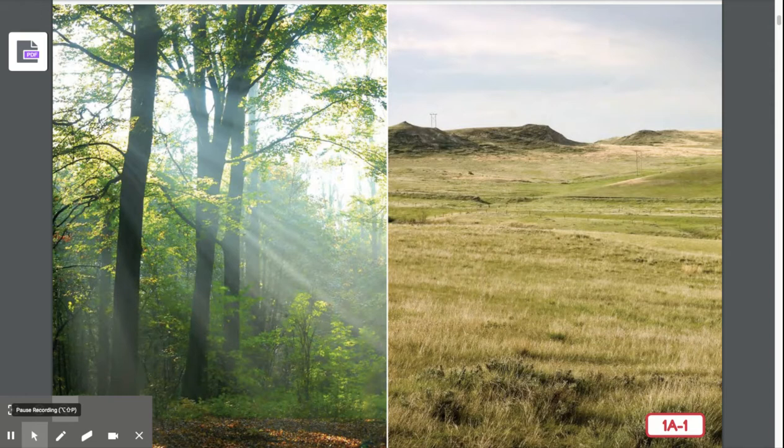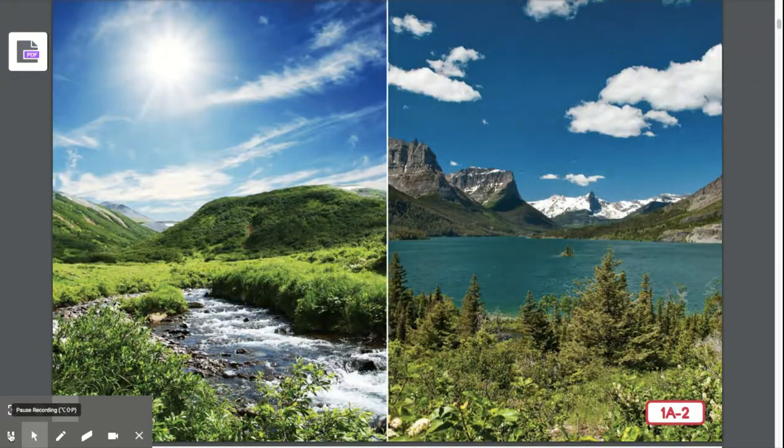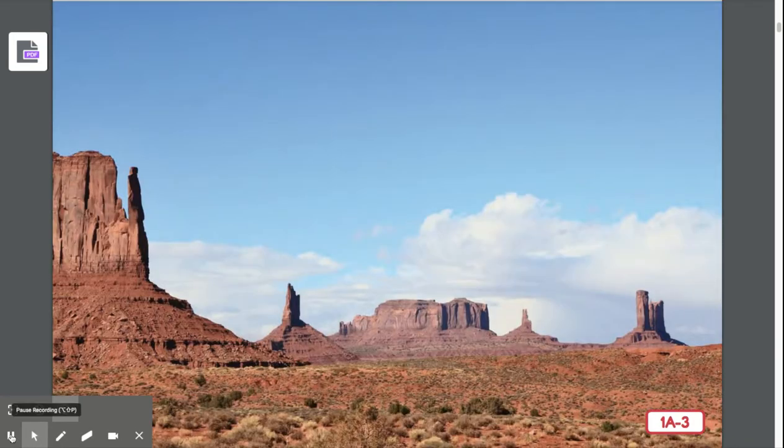Long, long ago, long before you and I can remember, long before your grandparents and their grandparents and their grandparents can remember, there were no people living on the land where we live today. There were woods and plains, but no people. There were rivers and lakes, but no people. There were deserts and mountains, but no people.